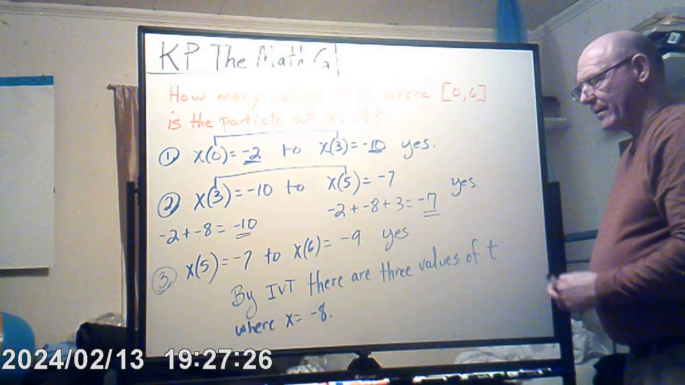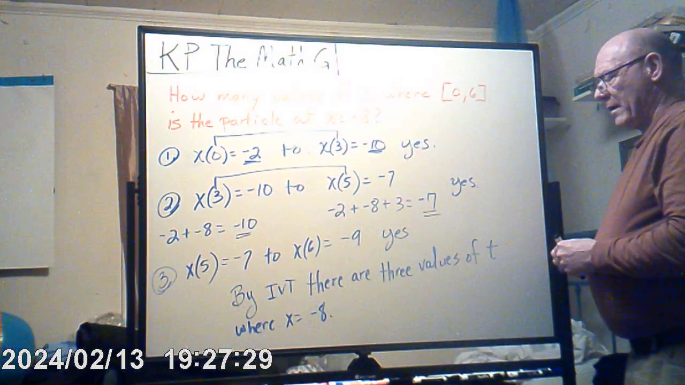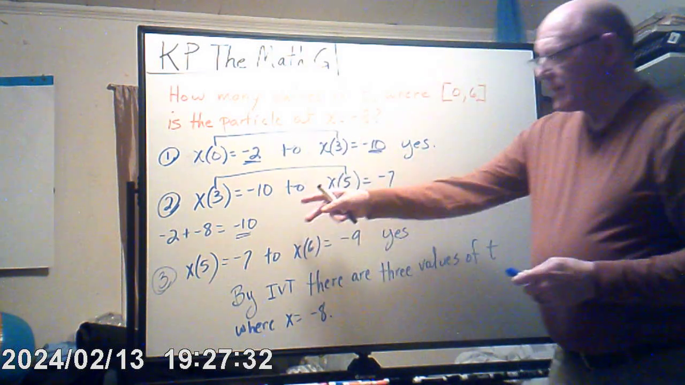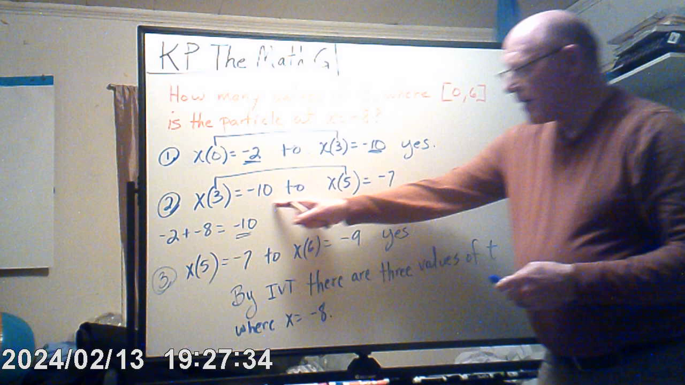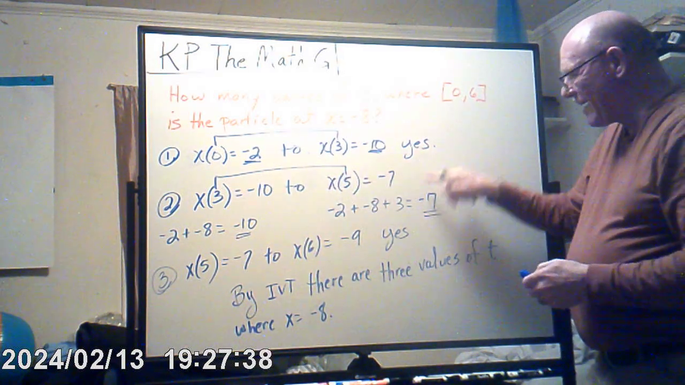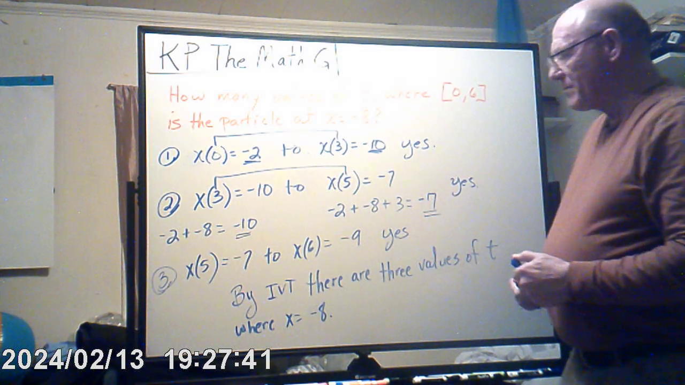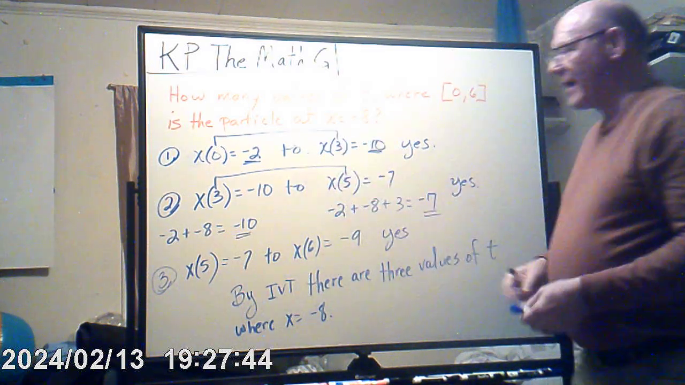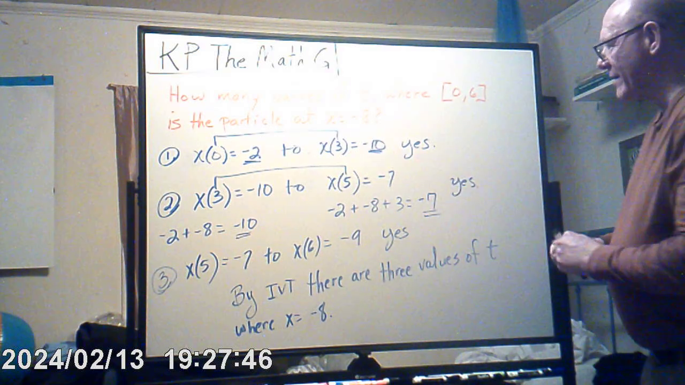Alright, you may have to show a little bit here. I believe you can get away with this. I don't know if just saying yes is good enough, but you can say x equals negative 8 is between x at 0 and x at 3. And you could say that.